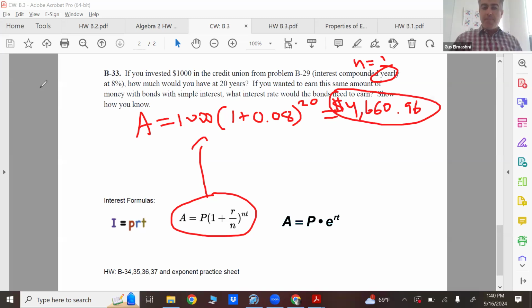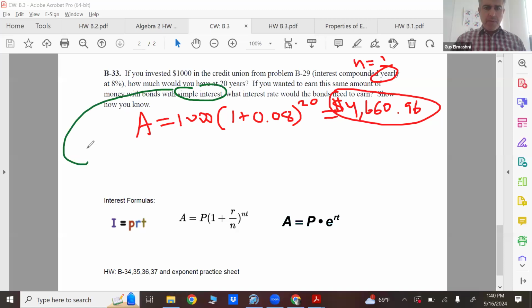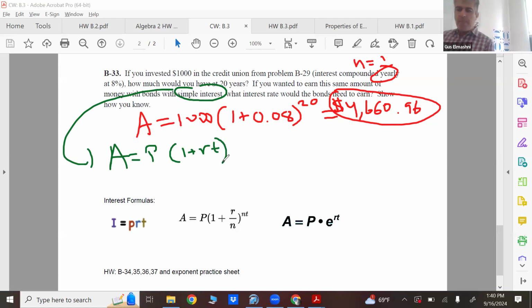The second part's a little tricky though. The second part's saying, if you want to earn the same amount of money with simple interest, what would the interest rate have to be? Remember I showed you the formula for simple interest. Let's change colors for contrast. That formula was A equals P times... Was that right? So my principal is 1,000. My rate, I do not know. I want a new rate.